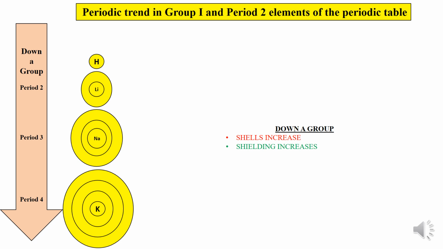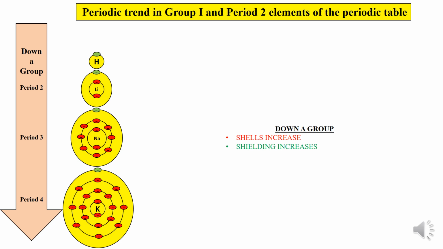And going down the group 1, shielding increases. Why is that? Let's find out. As the number of shells increase, electrons also increase. I have color coded the electrons. The inner shell or inner core electrons are highlighted in red, while the valence electrons are highlighted in green.